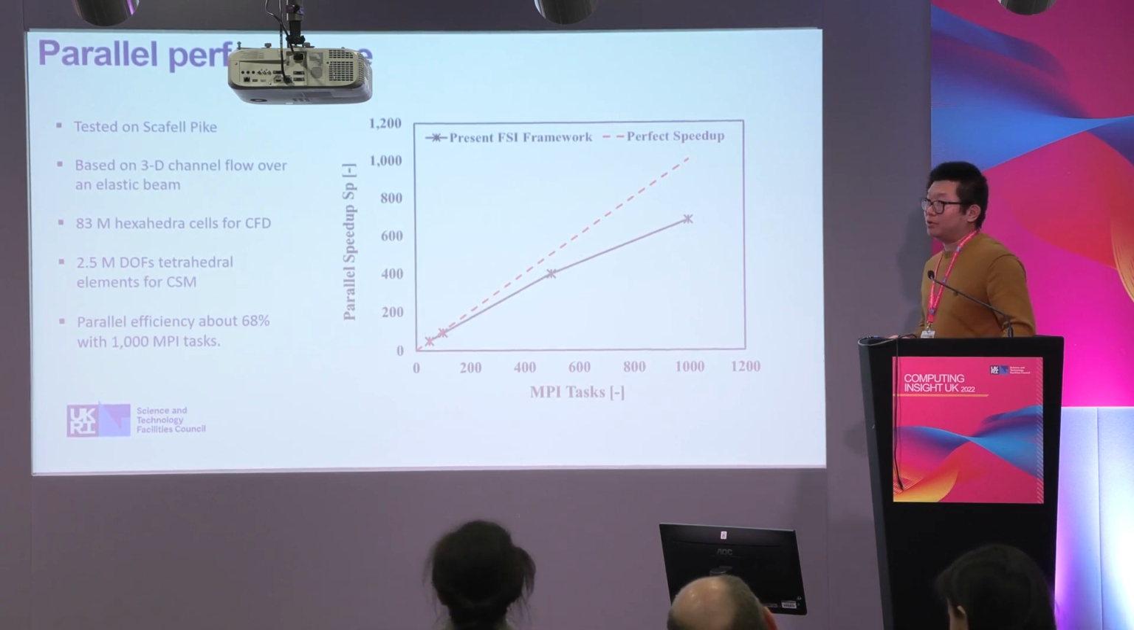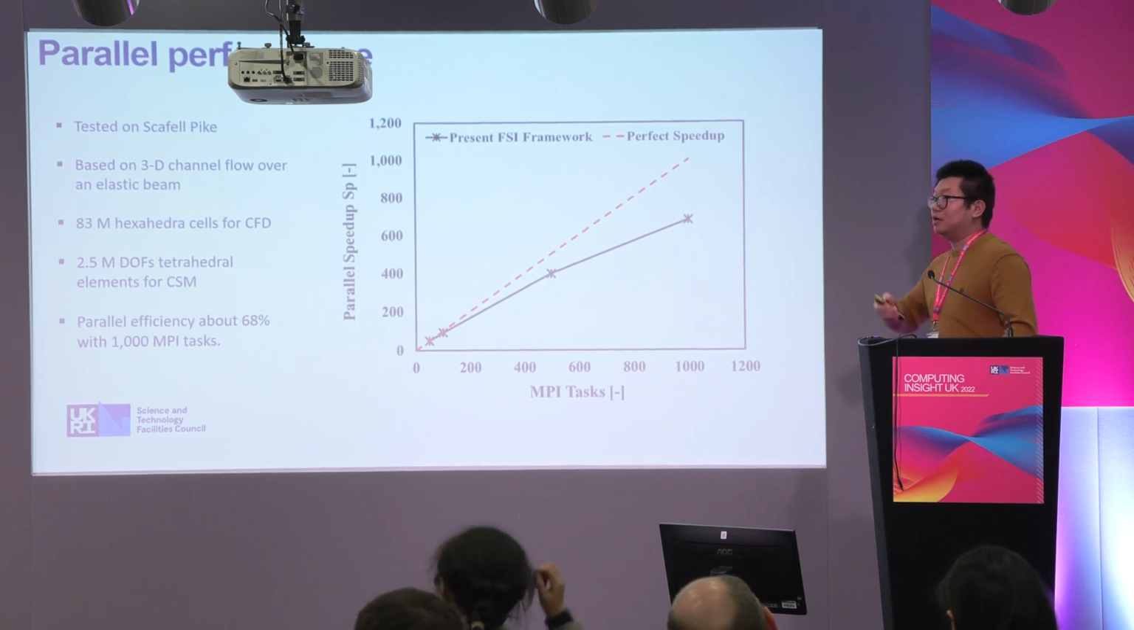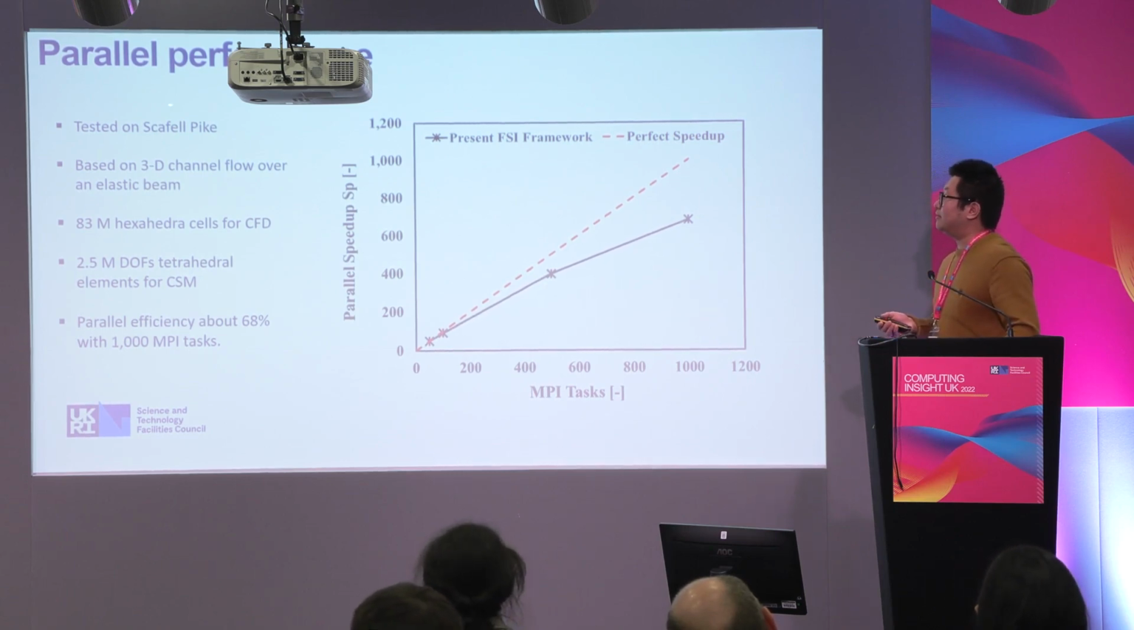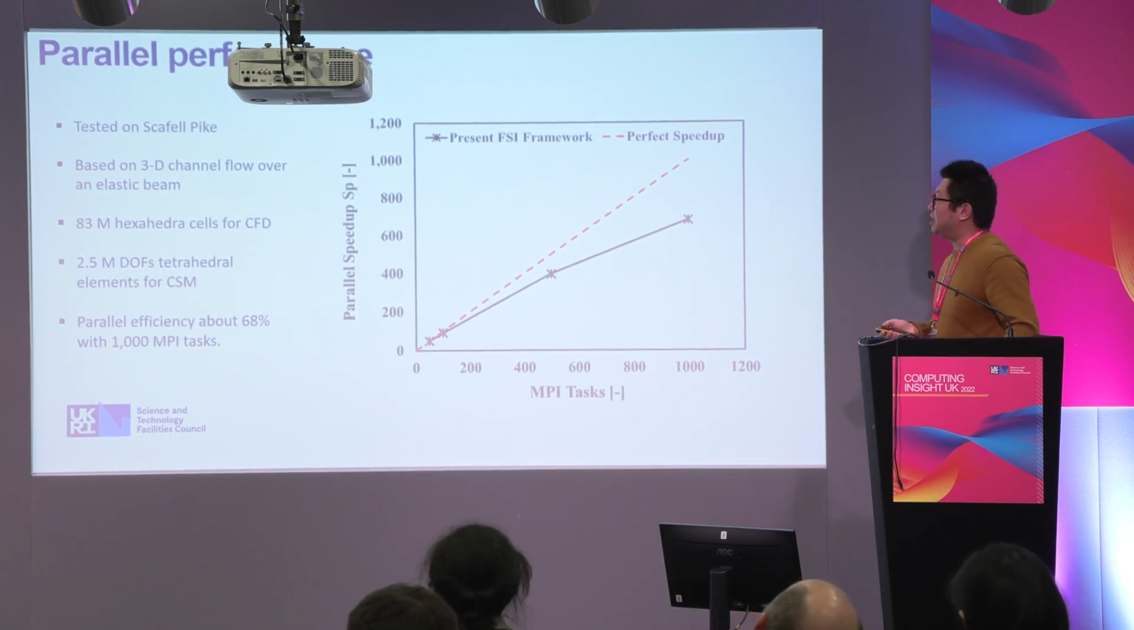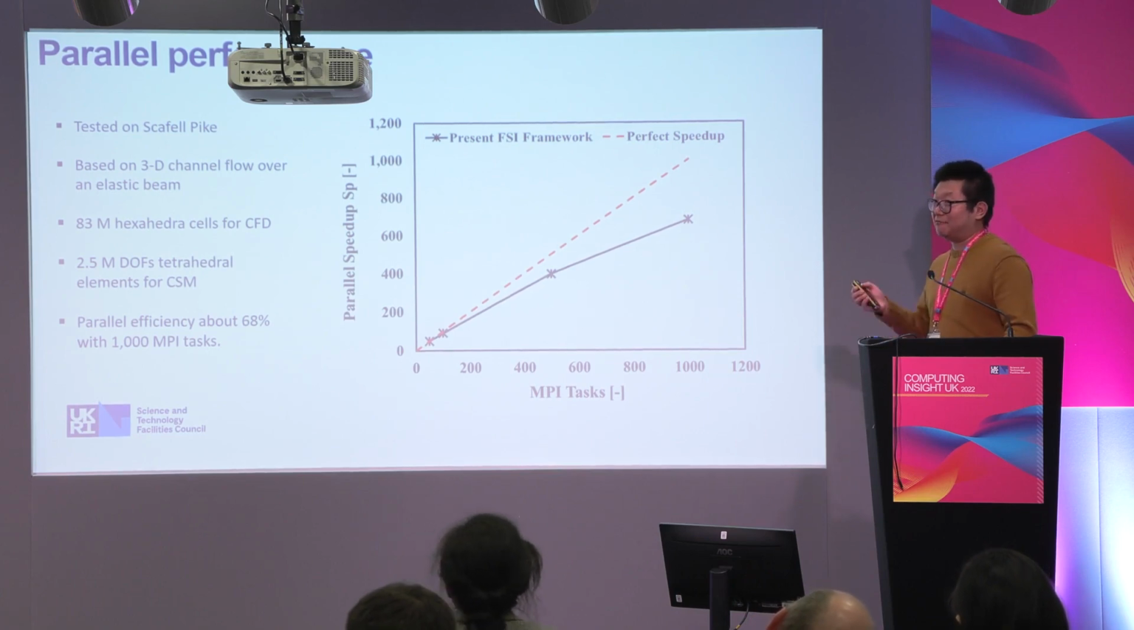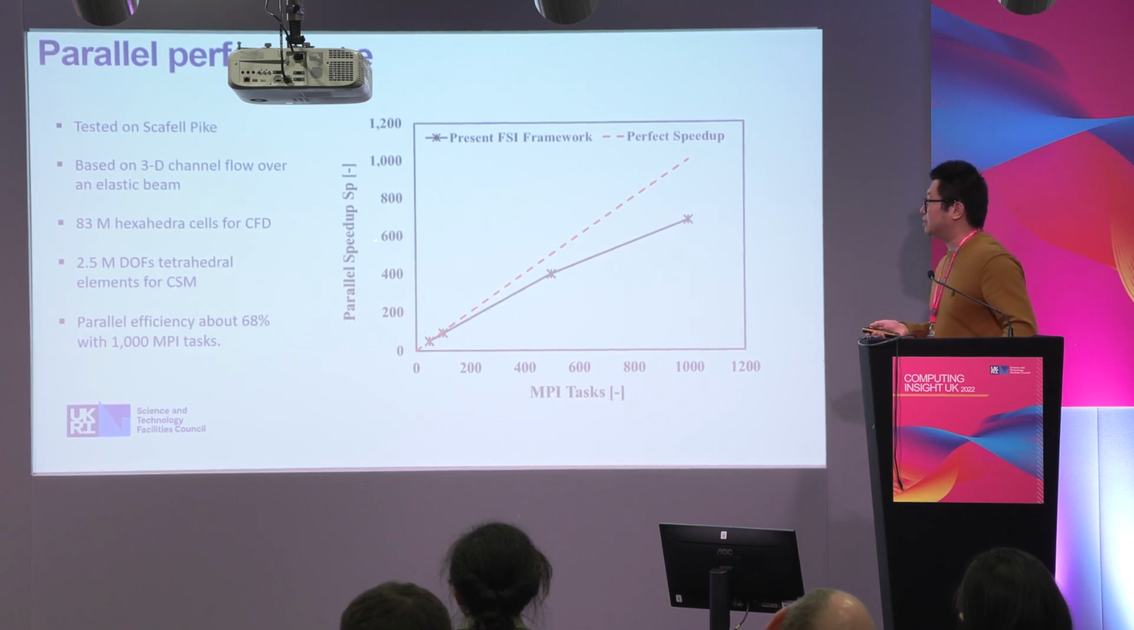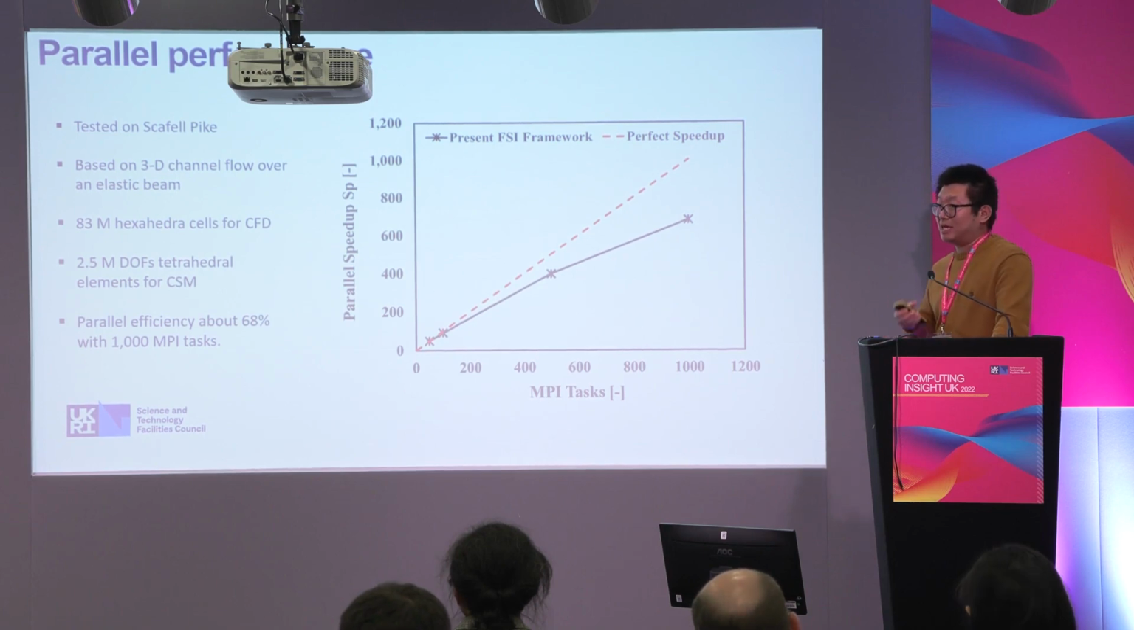And this is a preliminary study on the scalability of the ParaSiF framework, which we carried out on ScaFaCoS a number of years ago. It is based on the three-dimensional channel flow over an elastic beam, which I have shown. And we involved 83 million hexahedral cells in the CFD domain, and 2.5 million degrees of freedom of tetrahedral elements in the structure domain. And as you can see, the parallel efficiency for about 1,000 MPI tasks can reach 68%.